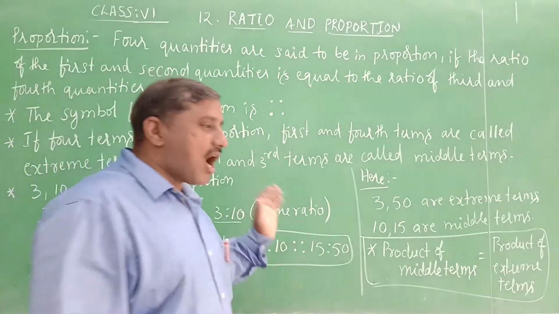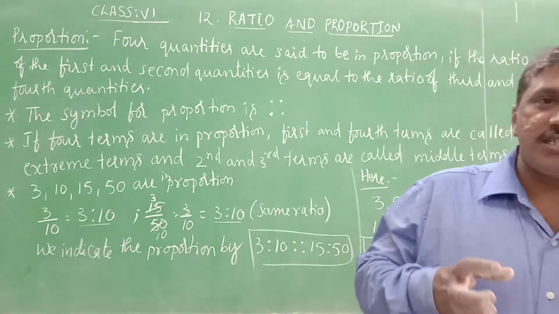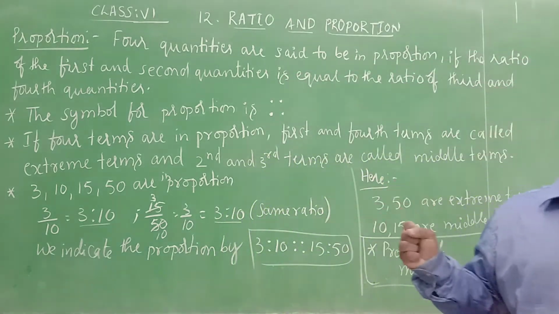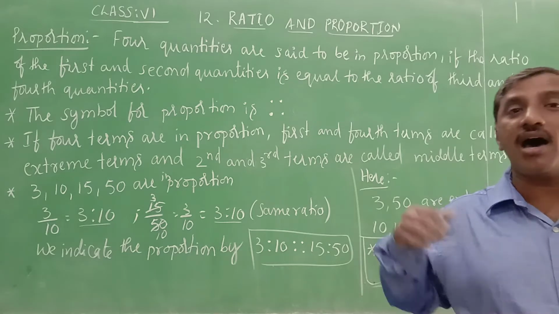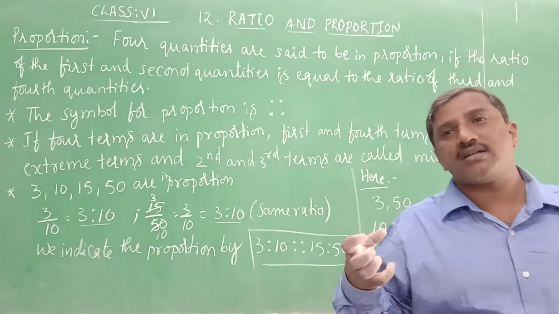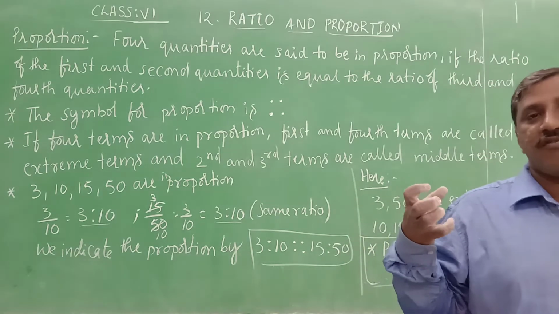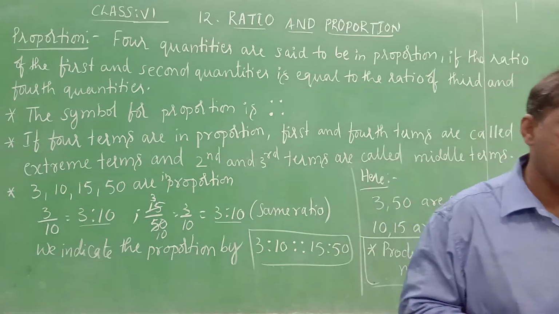Now we will discuss how to check whether they are in proportion or not. That is by finding the ratio of first and second term, or also we can use the product of middle terms and extreme terms to check proportion. Clear?